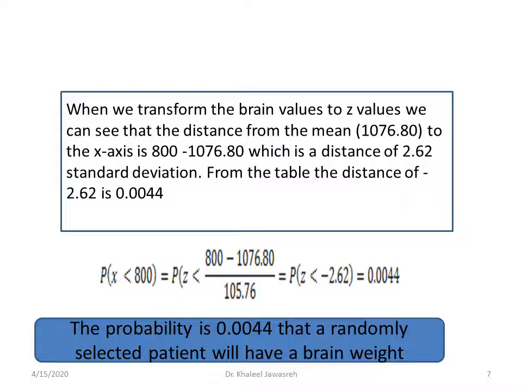And if we go back to the z value table, you can see that it will be indicated as 0.0044. So the probability of obtaining a man with Alzheimer disease who has a brain of 800 grams is 0.0044 if we select him in a random way. That is, a randomly selected patient will have such a brain. This is the probability. So we solved it.